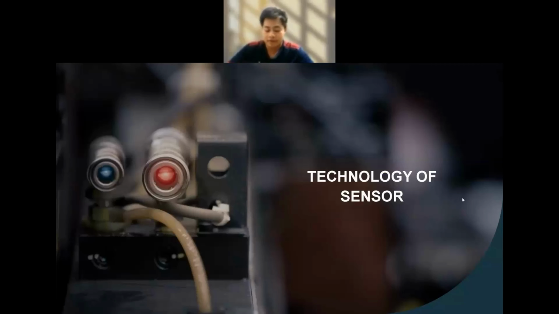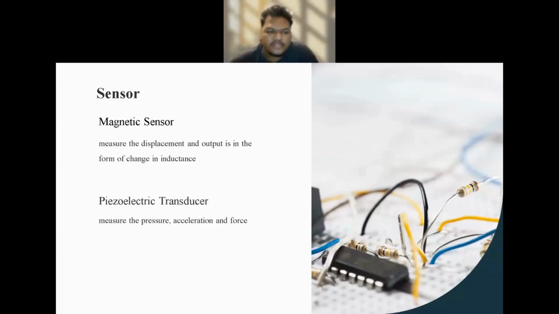So now is the technology of sensors. The requirement for part C is to choose two sensors of all transducers. So I chose the magnetic sensor and the piezoelectric transducer. The magnetic sensor is to measure displacement and the output is in the form of change in inductance. Meanwhile, the piezoelectric transducer measures pressure, acceleration, and force.